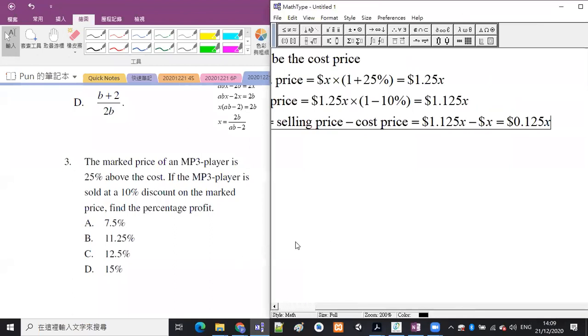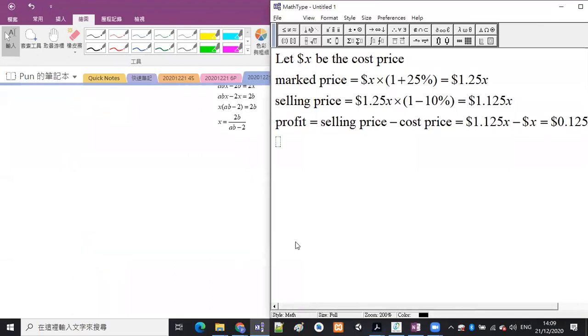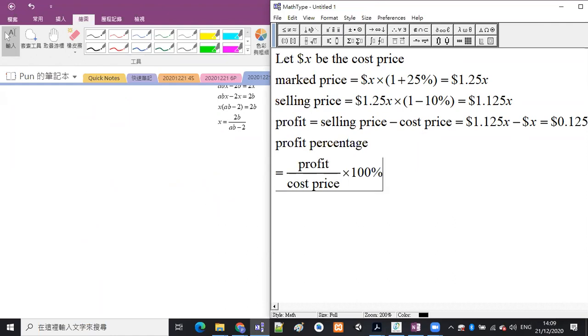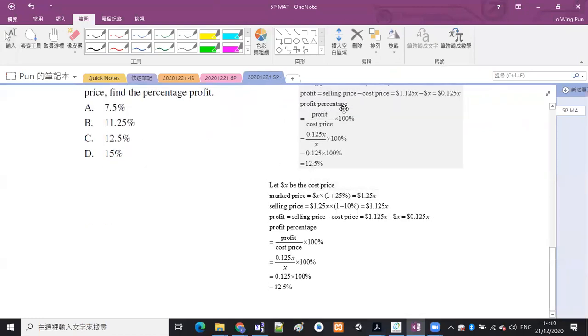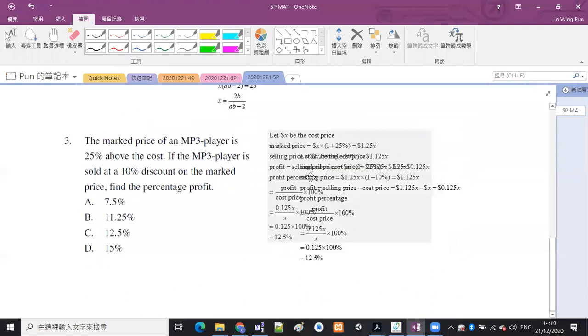Can you get this? And then the profit percentage should be equal to the profit divided by cost price times 100%. And in this case, it will be 0.125x divided by x times 100%. That should be 0.125 times 100%. That should be 12.5%. Okay, so that is the answer. So the answer should be option C.